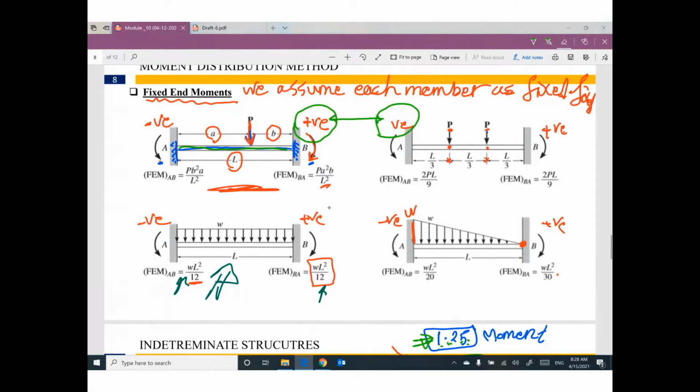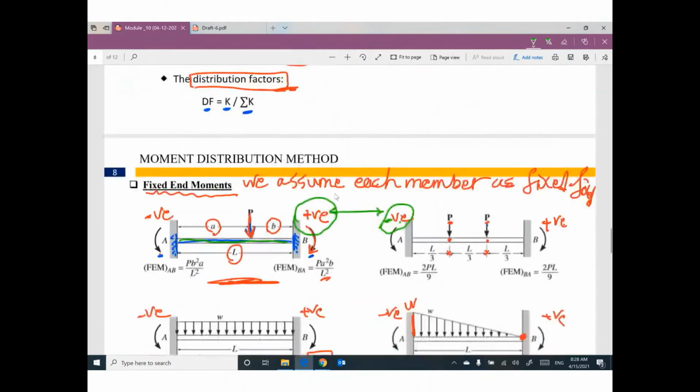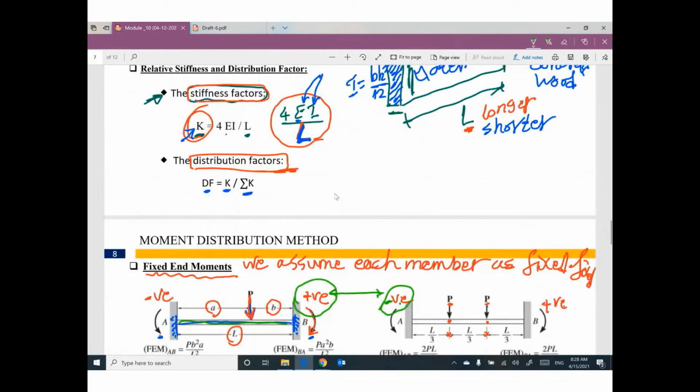I think this one should be negative. Anyway, I would like to make sure both of them are equal. How can I make the two values equal? I will distribute some moment. And this distribution is based on the distribution factor. And the distribution factor will depend on the strength or the stiffness of the member.